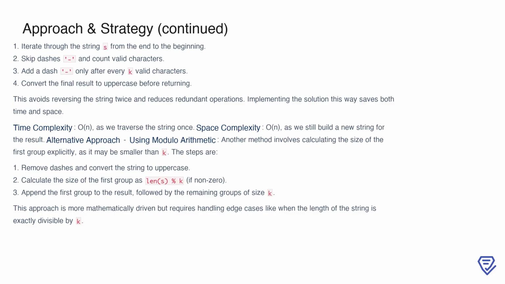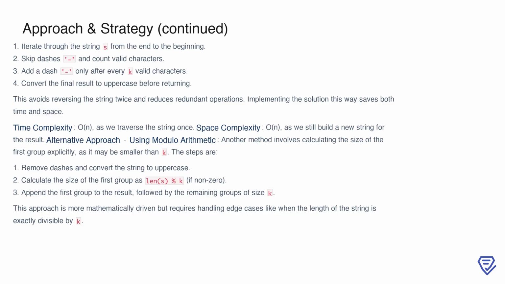Starting from the end of the string S, we iterate character by character, skipping dashes and counting valid characters. After every k valid characters, we append a dash to separate groups. This ensures that we only add dashes where necessary without any redundant operations.